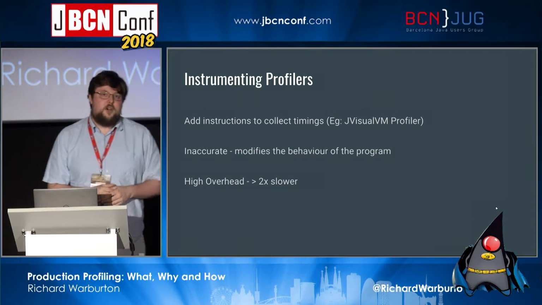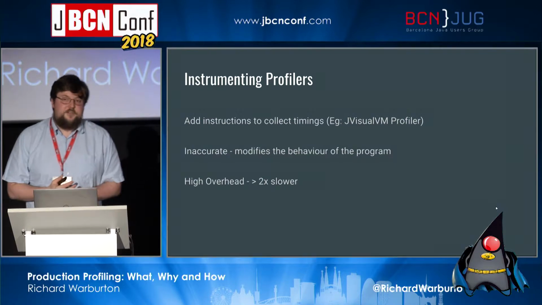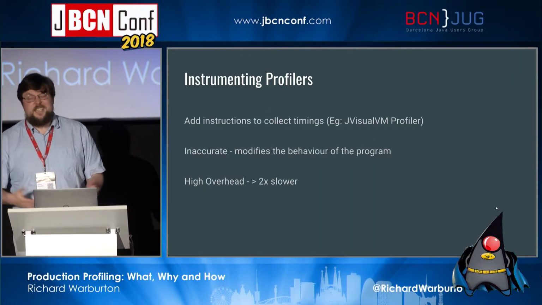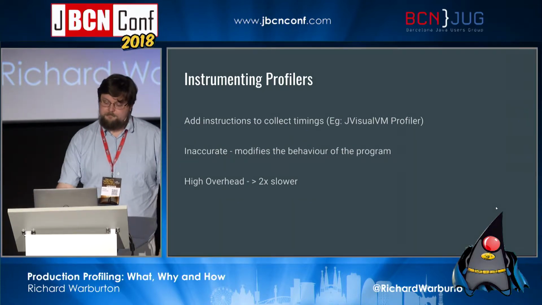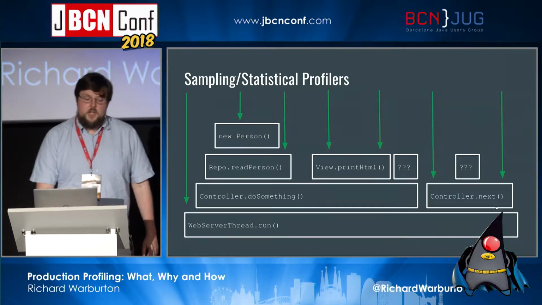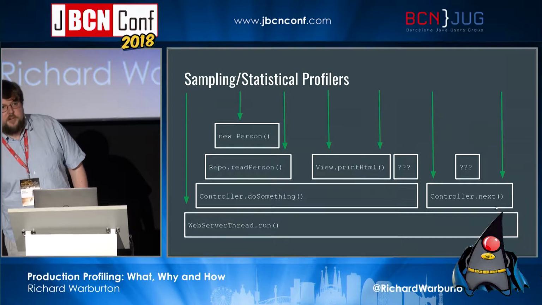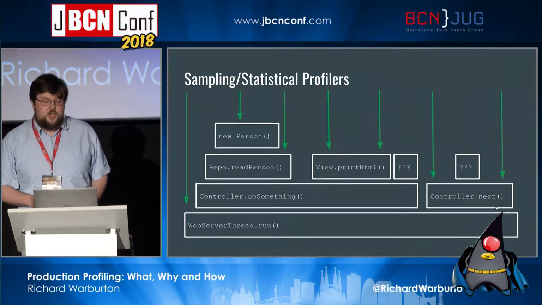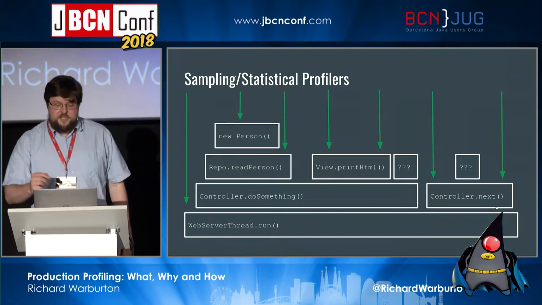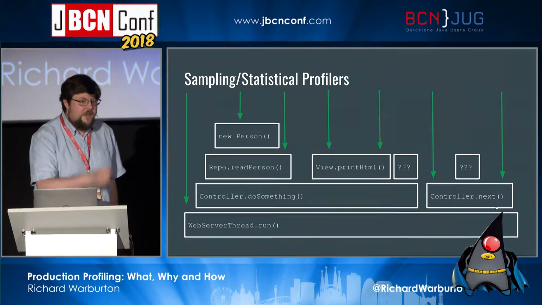The other problem with instrumenting profilers, if you're looking at using them in production, is that they tend to have higher overhead, like 2-3x is not unusual. Okay, so what about sampling or statistical profilers? Sampling and statistical profilers have some part of your application that's executing. So here we've got a stack where your web server's got a thread that's running.